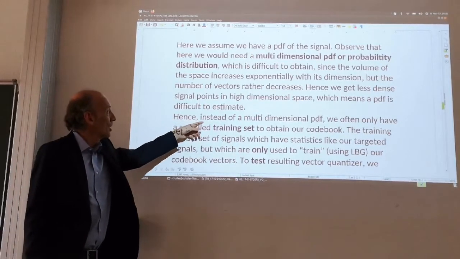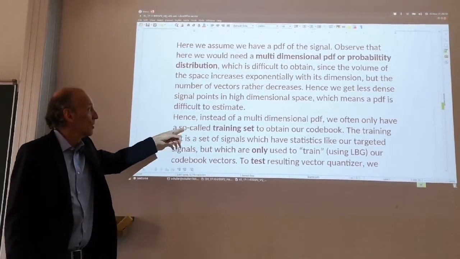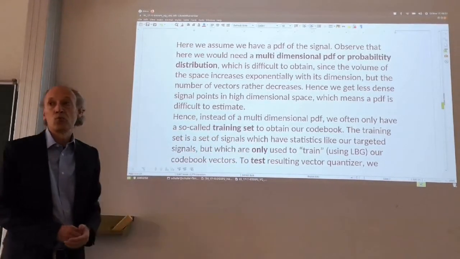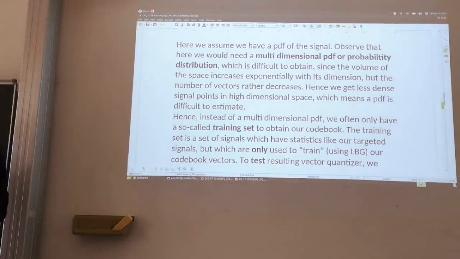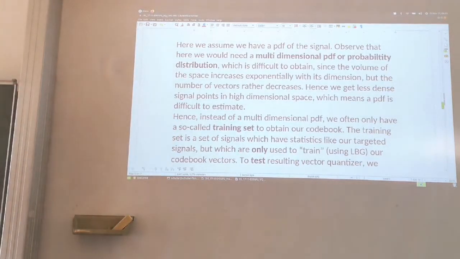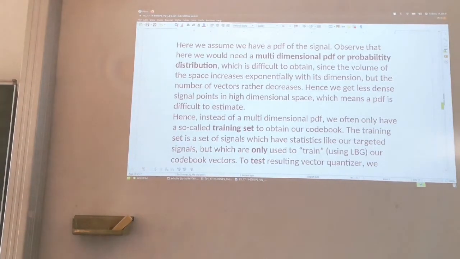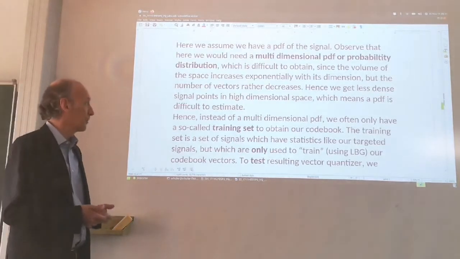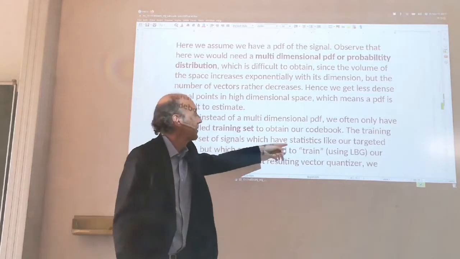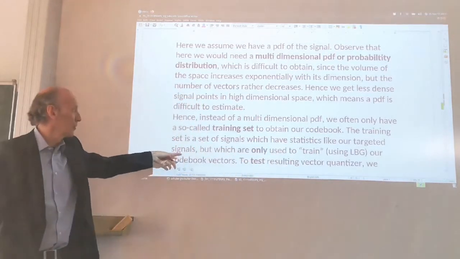Hence, instead of a multi-dimensional PDF, we often only take a so-called training set to obtain our code book. And that's the usual approach. Usually we don't have an n-dimensional PDF, but we have a training set which contains our typical signals. For instance, if you want to quantize speech, then we have a training set of typical speech signals. The training set is a set of signals which have statistics like our targeted signals, like speech.